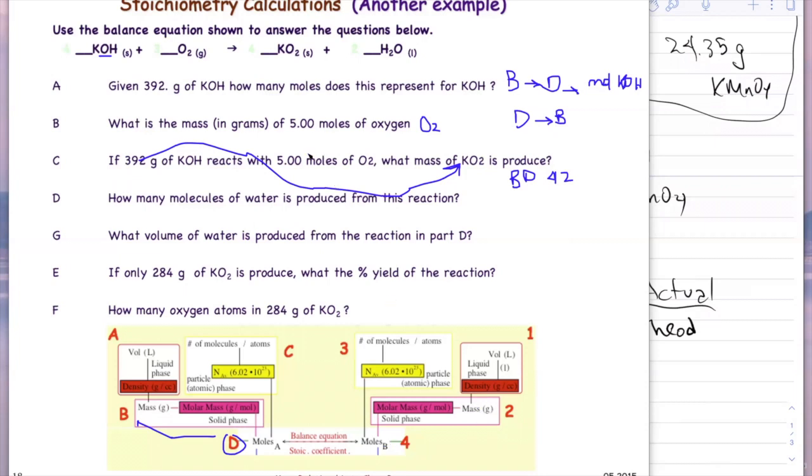The second part of this problem is if you're given 5 moles of oxygen, what mass of KOH is produced? So that's just a D to 4 to 2, but now we're using oxygen. So we're going from here, let me change my color. Okay, we're going from here, moles of oxygen to moles of KOH, and then moles of KOH to mass of KOH. You see how, again, if you use the stoichiometry map, it's clear to you what strategy you need to use. And then finally, what volume of water is produced?